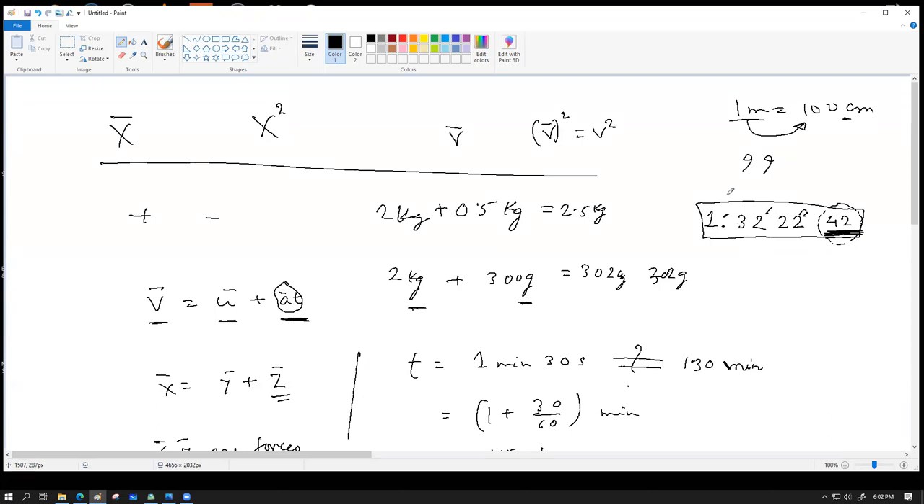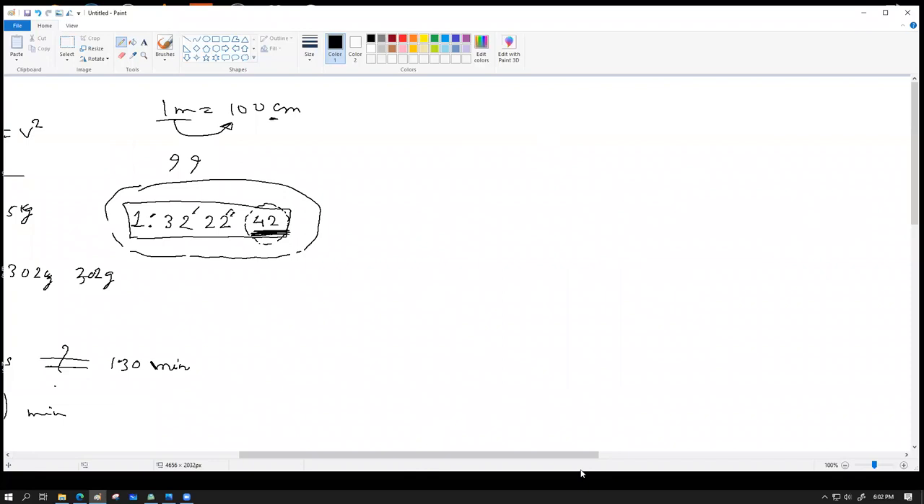If I want to write this entire reading into seconds only, what should my calculation look like? Have a look. How many seconds make up 1 hour? 3600.